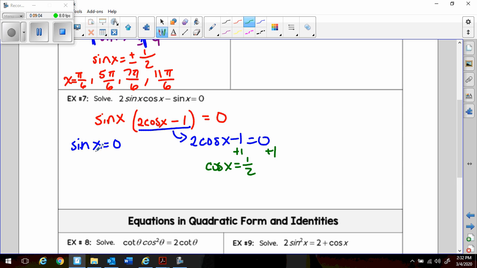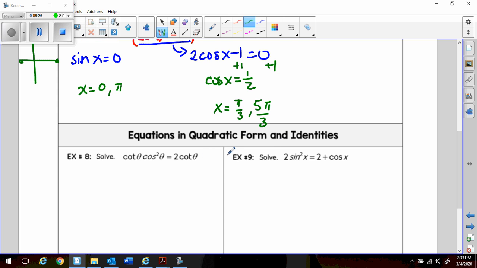Sine equals 0 at 2 spots. Sine are our y values, and it equals 0 right here on the x-axis. So this is when x equals 0 and pi. Now cosine equals 1/2, the adjacent over the hypotenuse, when your x is equal to 60 degrees. So that's pi over 3 and 5 pi over 3. It's also positive 1/2. Okay, first and fourth quadrant.